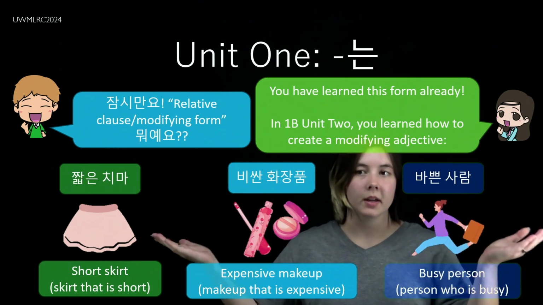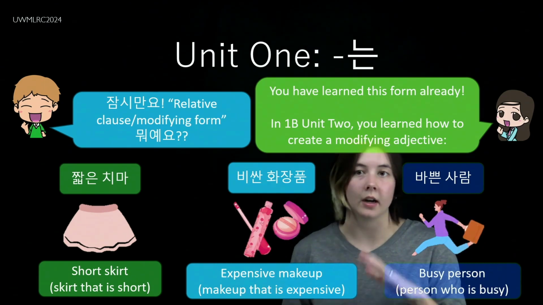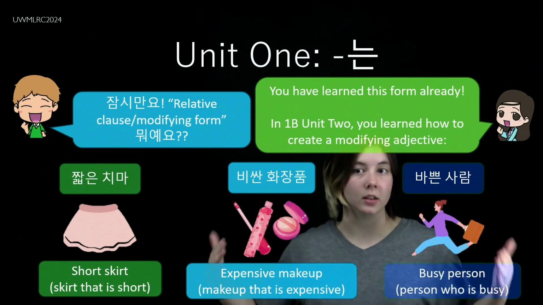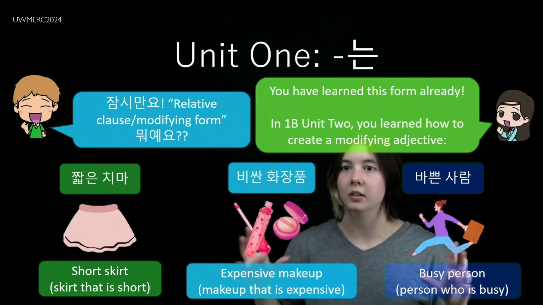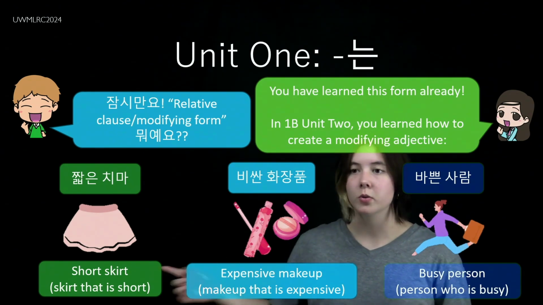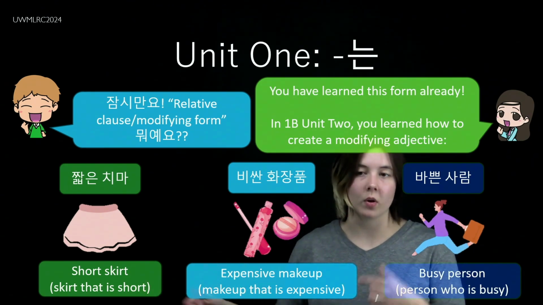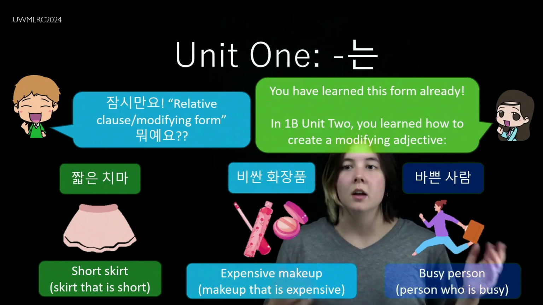These are all modifying forms, but with adjectives. So in this lesson, you're going to be learning how to make that out of verbs. And you're going to learn how to make them a little bit longer. These are like the shortest that they get. Very, very small, very, very simple. So short skirt or skirt that is short. Expensive makeup or makeup that is expensive. Busy person, person who is busy.